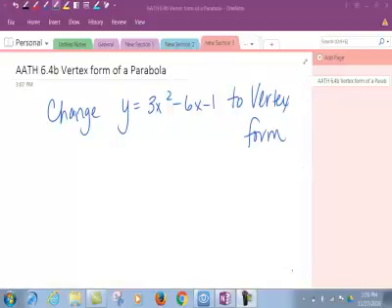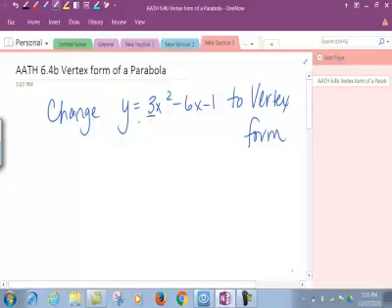Today we continue our discussion of the vertex form of a parabola by looking at parabolas whose leading coefficients are not equal to 1. And so it'll look a lot like what we did in the last video, except for this 3 here in our example on the board. So our job is to change y equals 3x squared minus 6x minus 1 to vertex form.